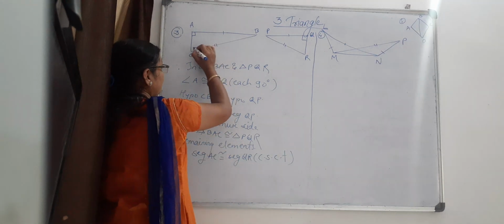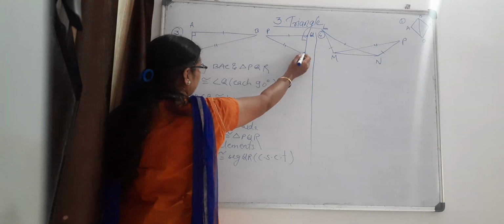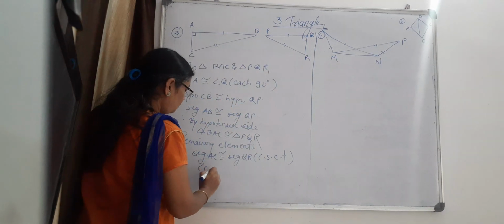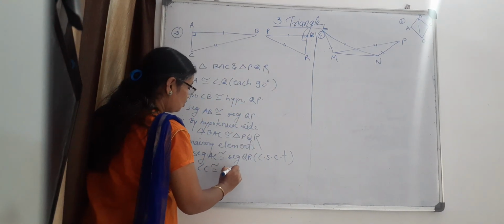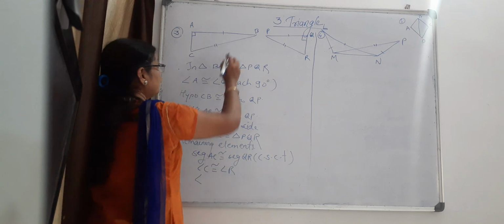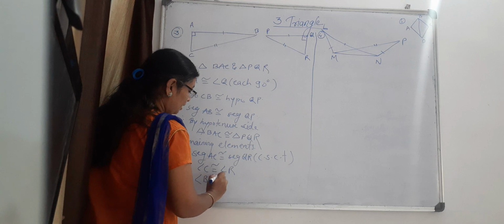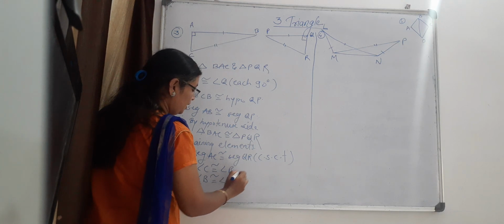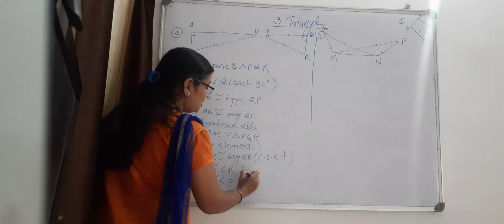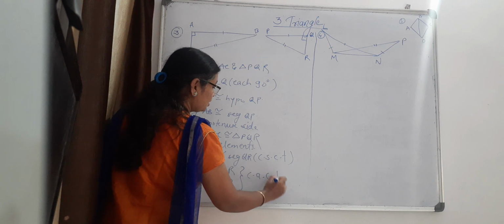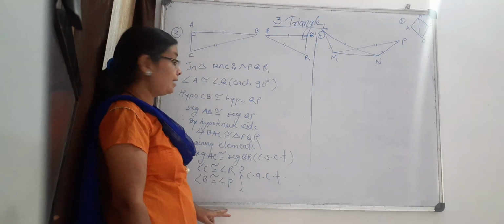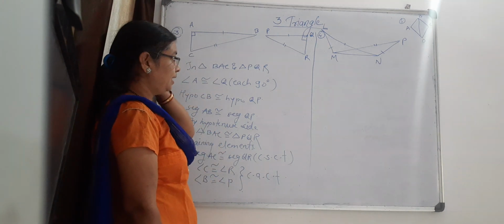Then you have to write down angles. Angle C is congruent to angle R, and second, angle B is congruent to angle P. Here what is the reason? CACT, corresponding angles of congruent triangles. In this way you have to write down the remaining elements.